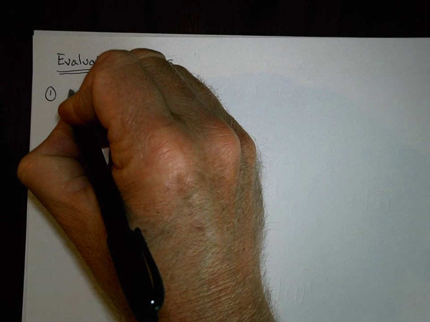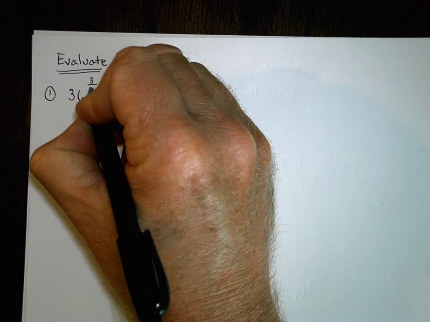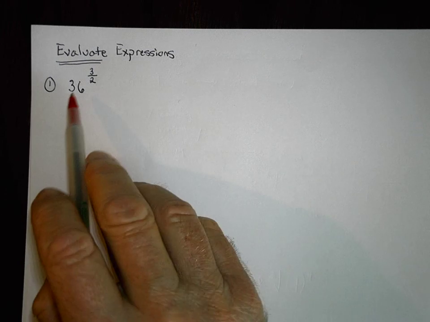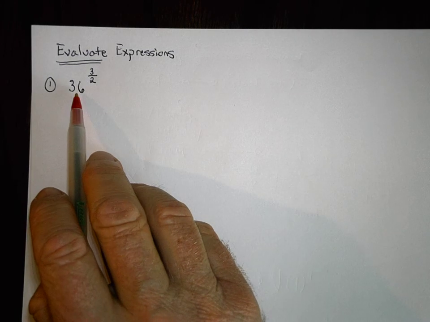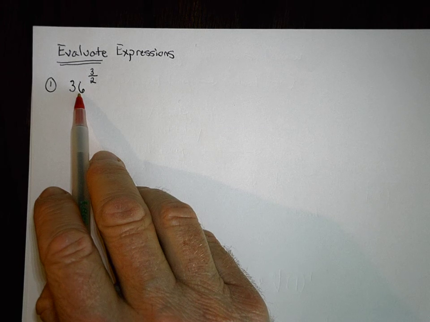Okay, so the first example that we're going to do is we're going to evaluate the expression 36 to the power of 3 over 2. If you were in a classroom right now, I would ask you a couple questions. The first question would be, what type of form is this expression in? And you would say, Mr. Tredna, it is in exponential form.